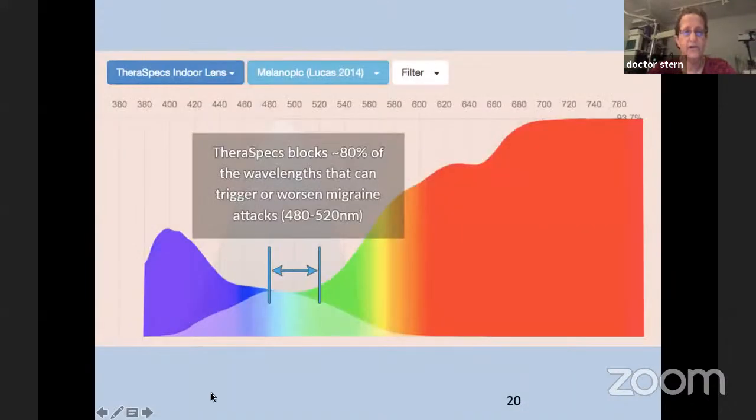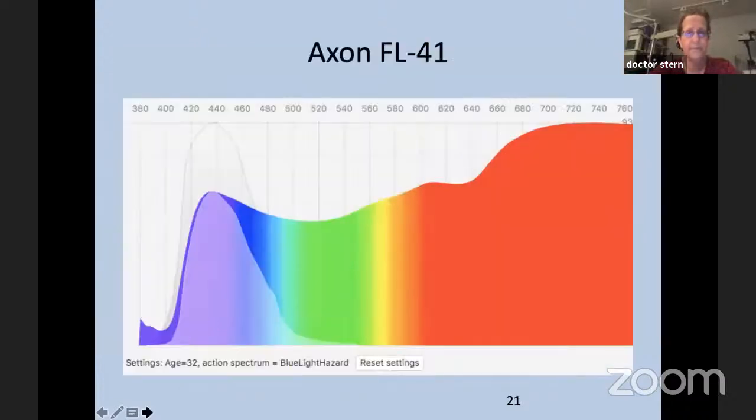And then there's another company here called Theraspecs, and they have a number of different lenses, but again, they have an FL41 and they have some that are photochromic. Basically, their basic lens blocks about 80% in that range that tends to worsen the migraine. And that's just the FL41.